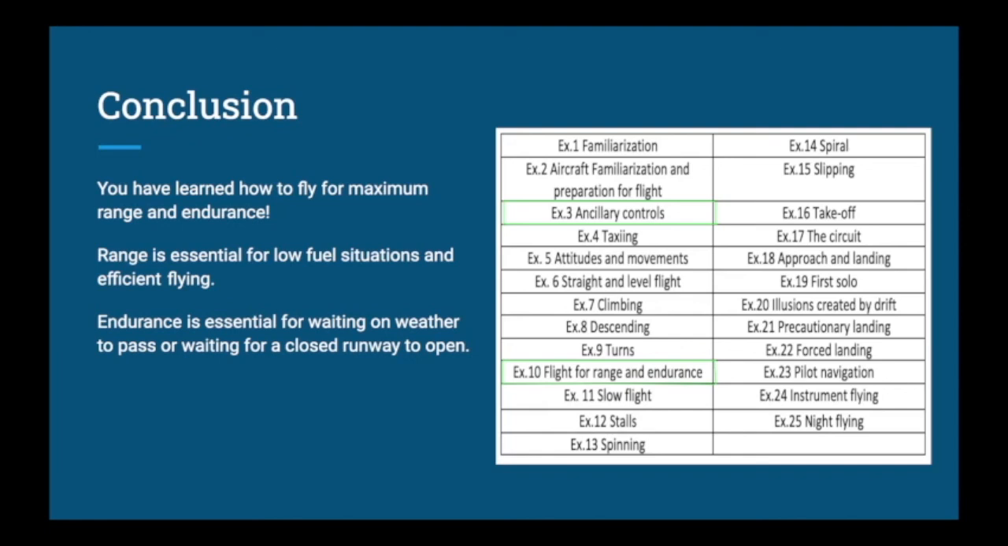So today we've covered some of the ancillary controls, flight for range and endurance. We're going to go up and practice the experimental methods for each, and get you used to leaning out the mixture up in the air.